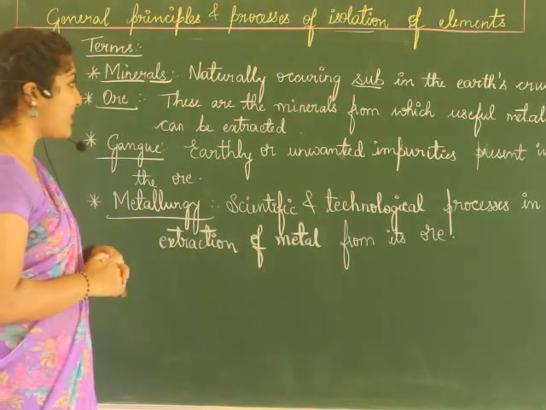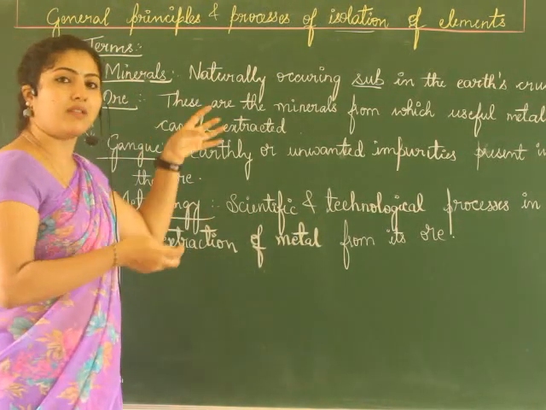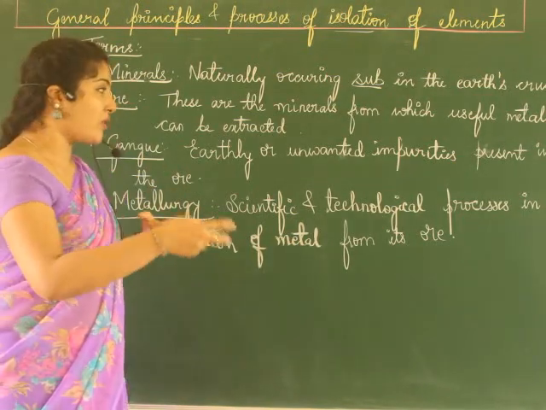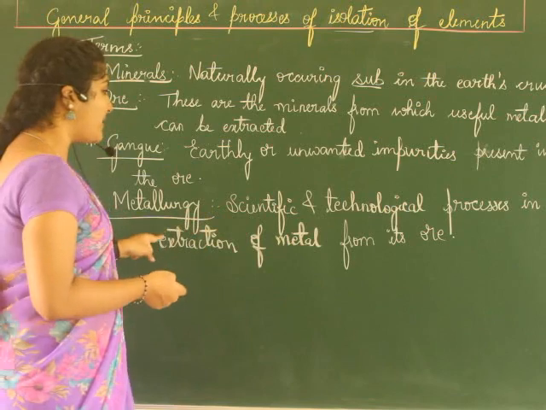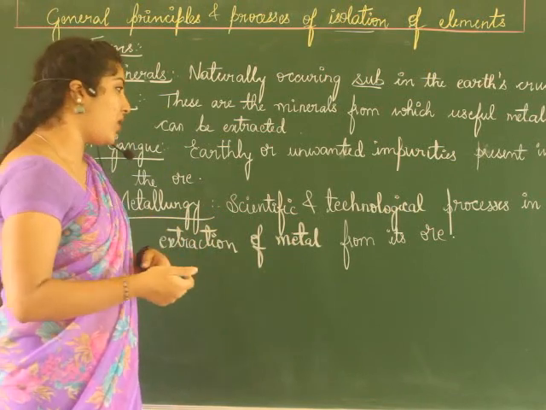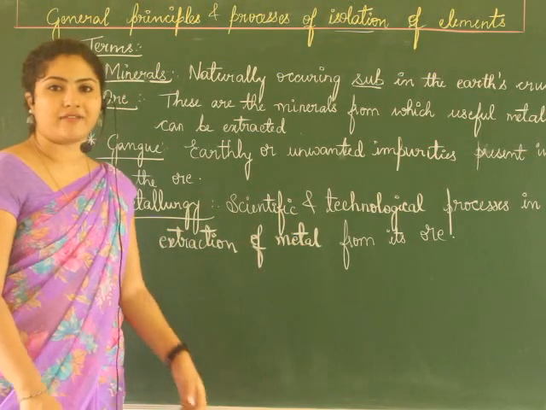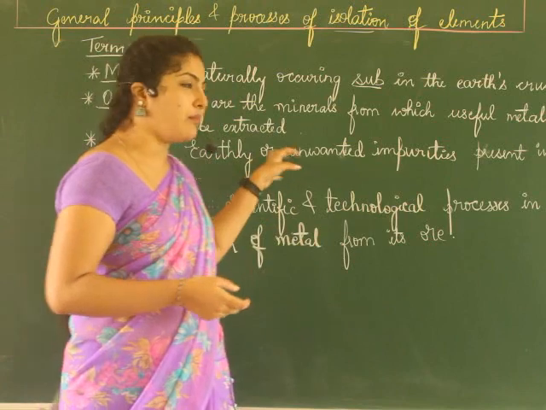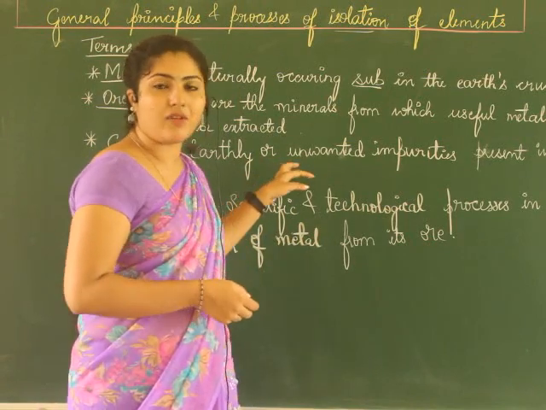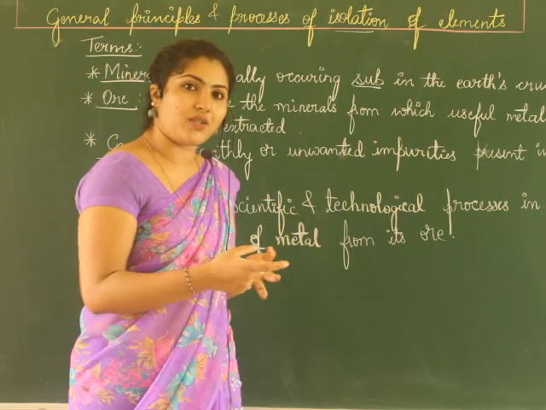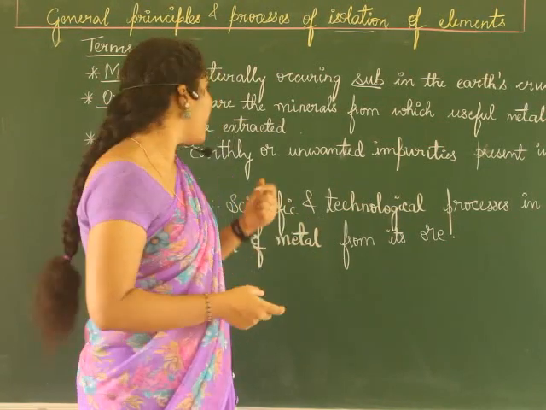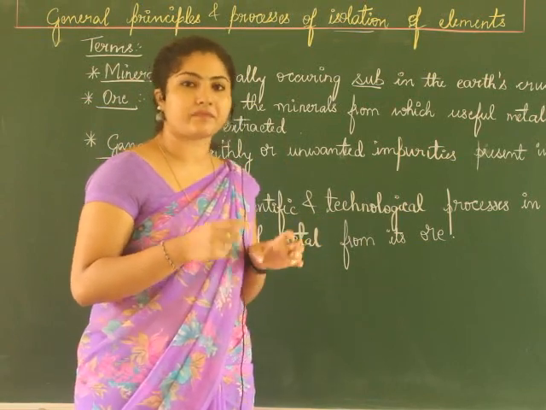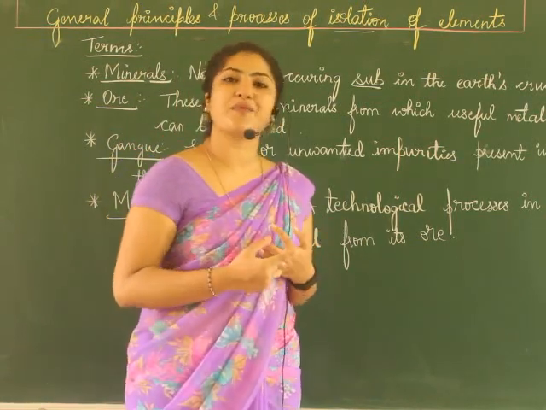Minerals are naturally occurring substances in earth's crust. Ore is nothing but the minerals from which we can extract a metal. Gangue particles are those earthly or unwanted impurities present in the ore. Metallurgy is the scientific and technological processes in the extraction of metal from its ore. So we will not be using terms like impurities or dust there, we say gangue particles. Gangue particles in the sense you should know that it is unwanted impurities. Then if we say ore, that means you should know it's mineral from which we are extracting the metal. Hope it's clear. Now let's move on further.